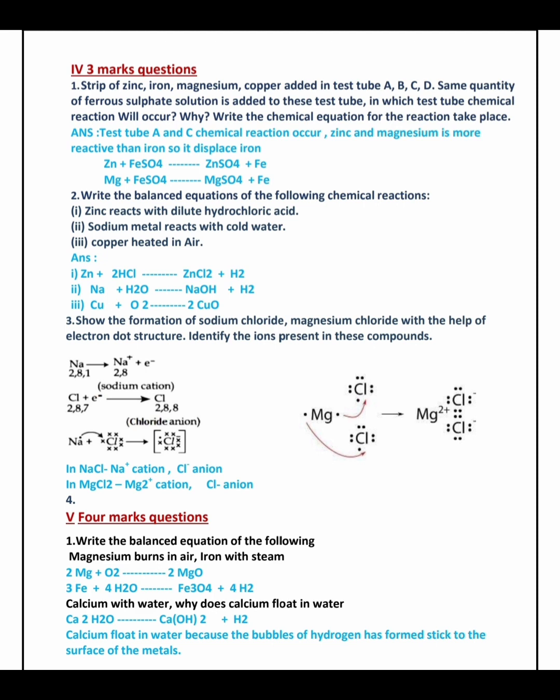Second question, write the balanced equation for the following chemical reactions. So these are some of the chemical reactions. Answers are here. Show the formation of sodium chloride and magnesium chloride with the help of electron dot structure. Identify the ions present in these compounds.